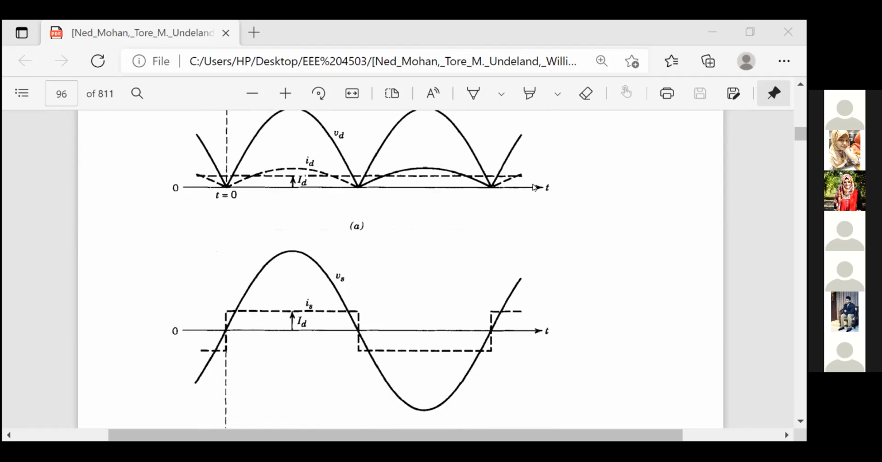Now we are talking about the second circuit, where the resistance has been replaced by a current source.